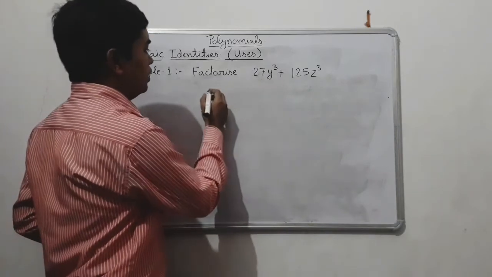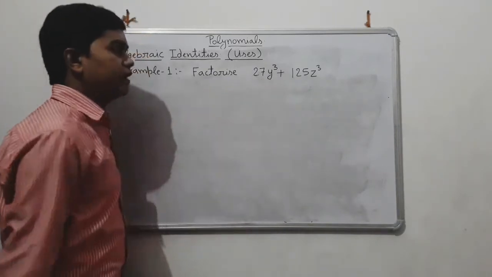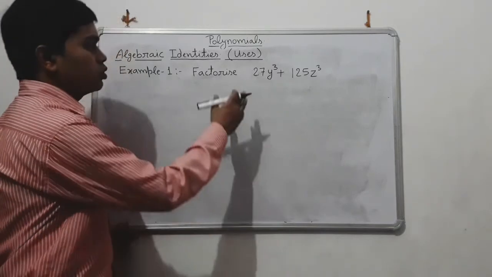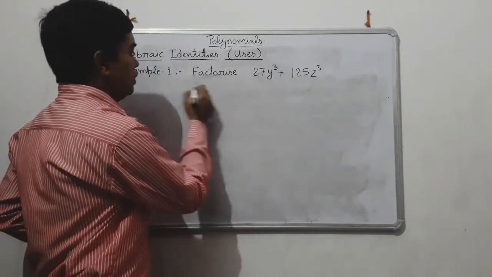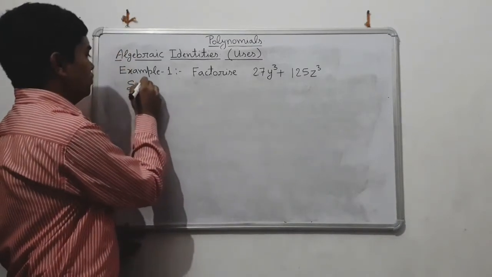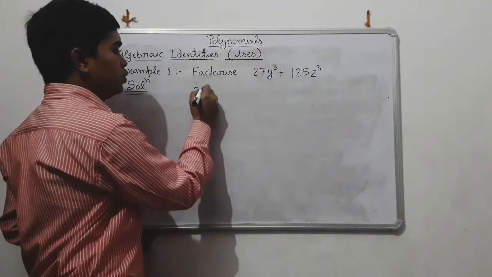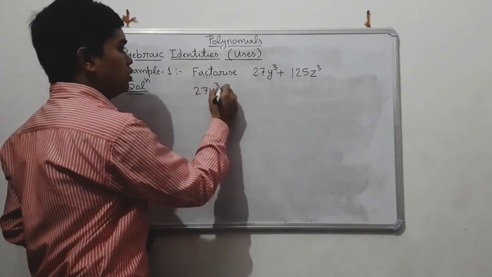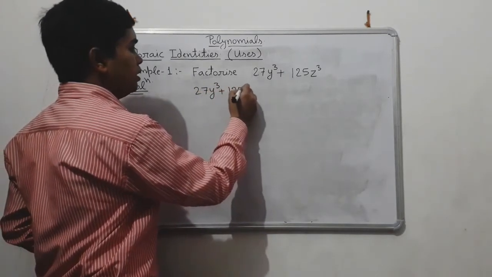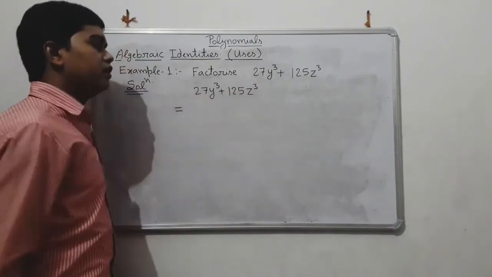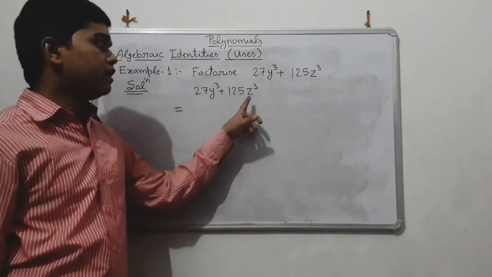So see, we have one example: factorize 27y cube plus 125z cube. So how can you factorize? So let's see the solution of this question. Here we have 27y cube plus 125z cube. Now see, children, here we have y cube and z cube.